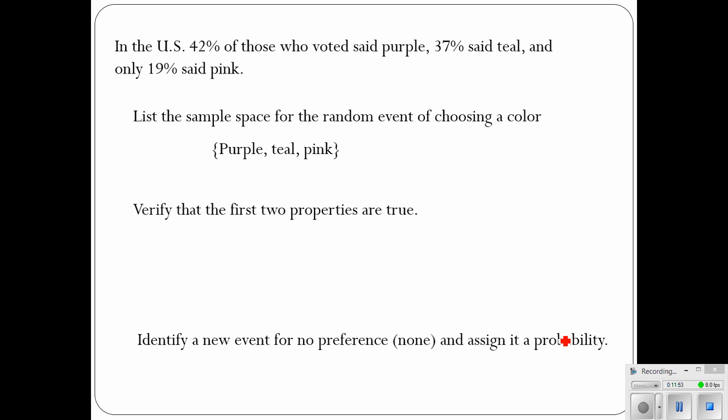Look at the first 2 properties really quickly. Are all the probabilities between 0 and 1? Yes, so far. And then is the entire sample space 1? Well, 42% plus 37% plus 19% actually isn't 100%, which means that we needed to identify a new event. Down here at the bottom, you can see it sitting there the whole time, of none. So there's a 2%, the 2% of people just didn't make a claim.